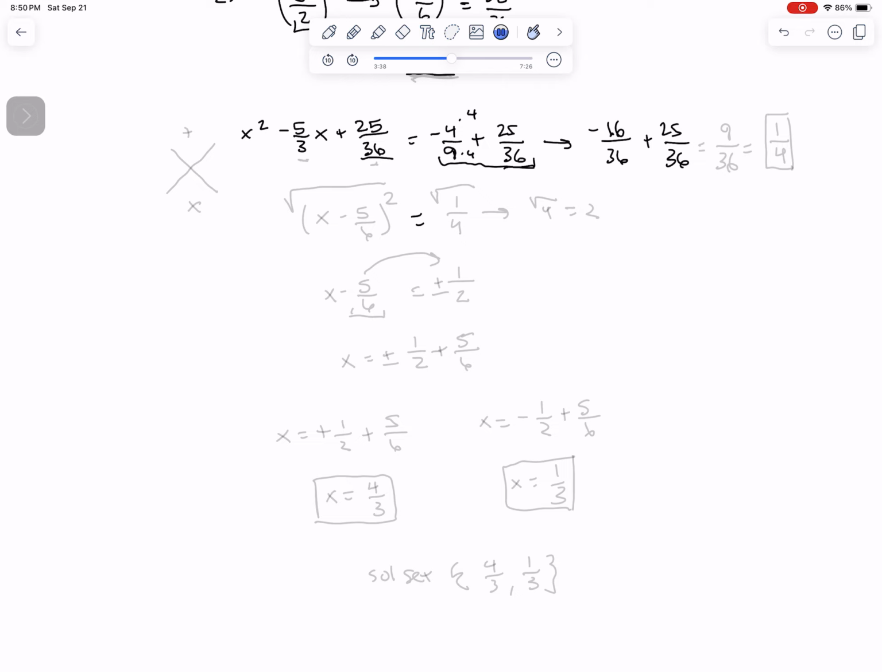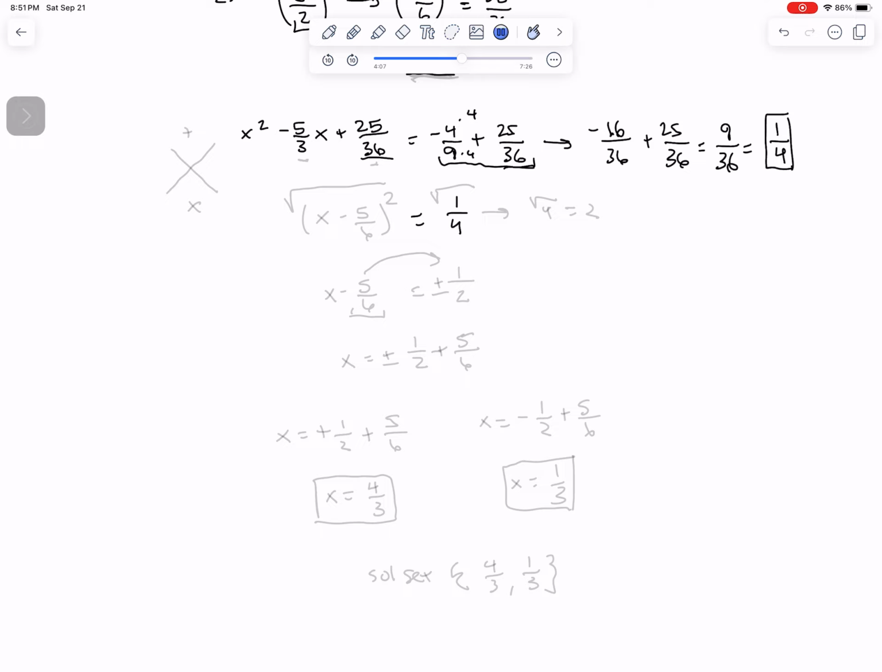If I were to do negative 16 plus 25, I get 9. And then the denominator stays the same. Well, if I reduce that, I would find that 9 over 36, I can even put that on my calculator. Let's see, does that reduce? Yeah, it reduces to 1/4, because 9 goes into 36. So 9 times 4 is 36. So that's how I got the 1/4. Now you could just put it in your calculator and make it 10 times faster, and you get 1/4.